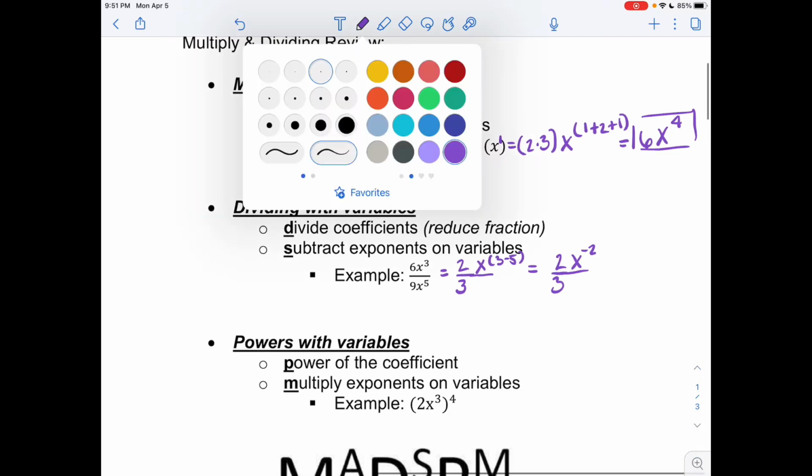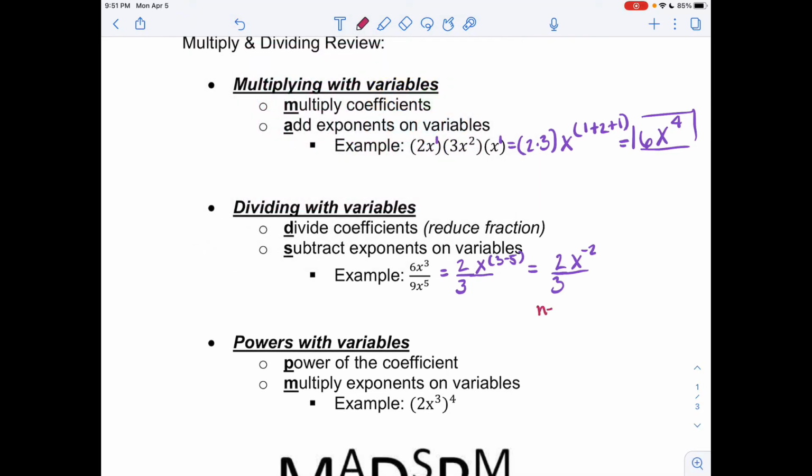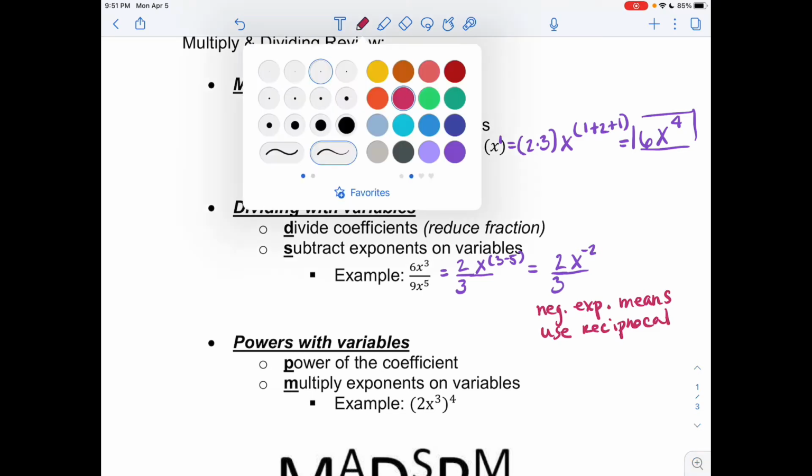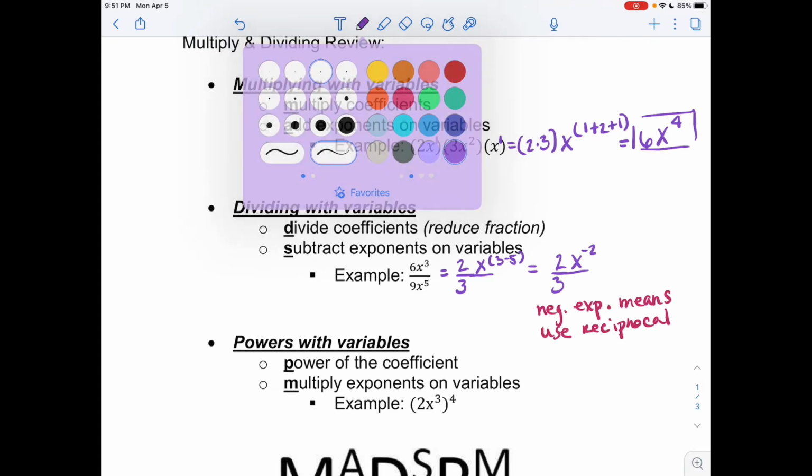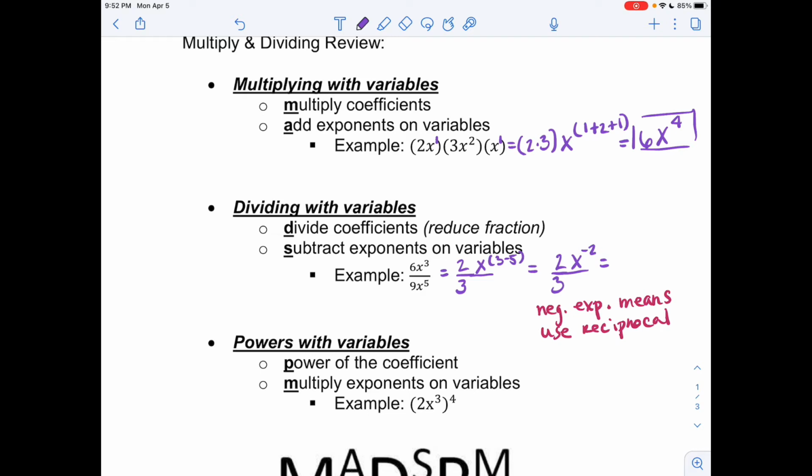Now we have to remember one of our exponent rules that says that a negative exponent means that we do the reciprocal. So right now, that x is on the top of the fraction with a negative 2. I'm going to move it to the bottom of the fraction, but make the 2 positive. So I'll have 2 over 3x squared. So this is our negative exponent rule that we learned back in the beginning of the 6 weeks.